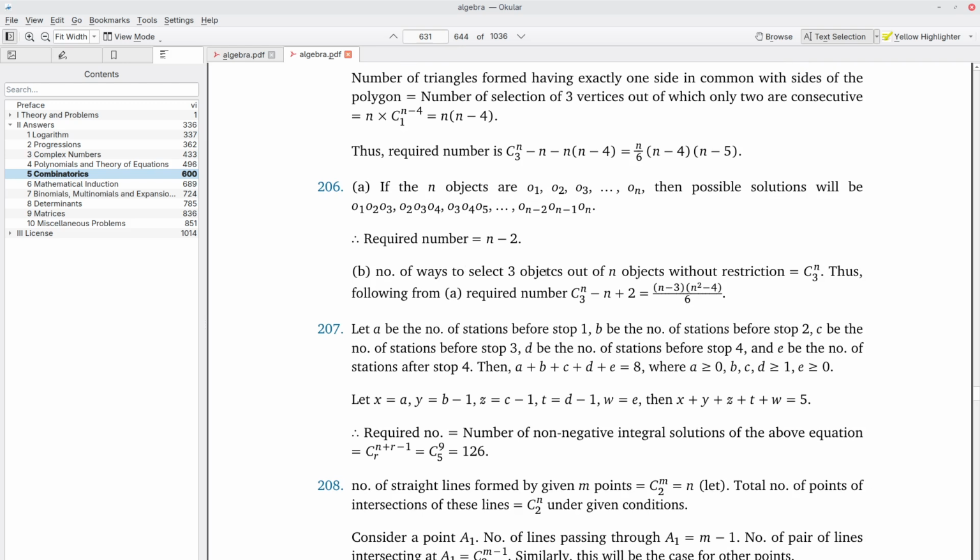Now the number of ways to select three objects out of n objects without restriction is nC3. But following from above, we have the required number as nC3 minus (n minus 2). So out of the total, you subtract the consecutive ones, so you get the non-consecutive ones.